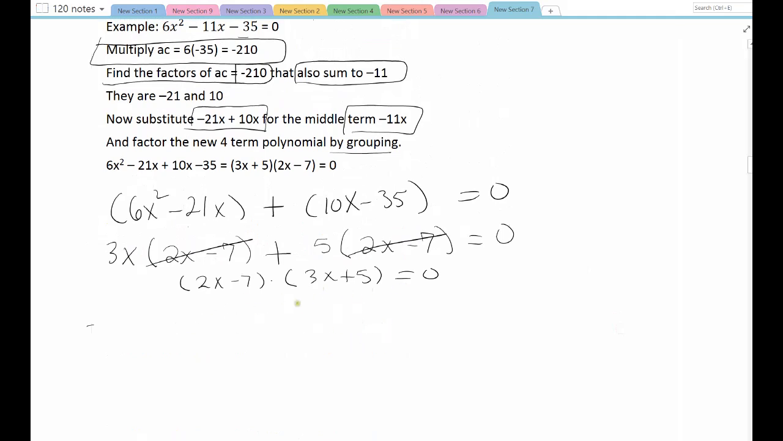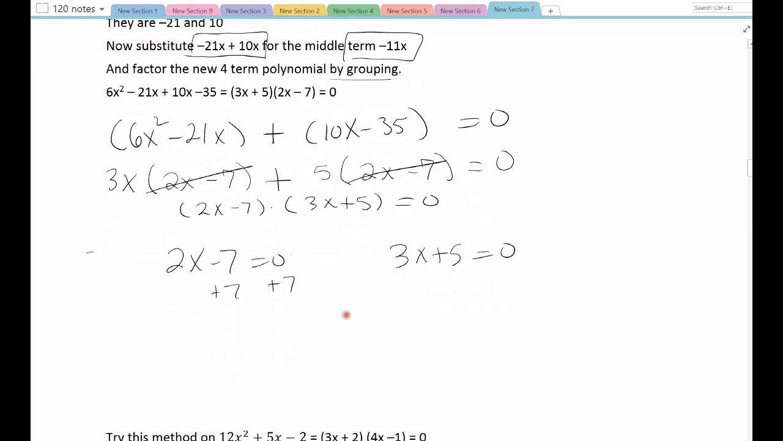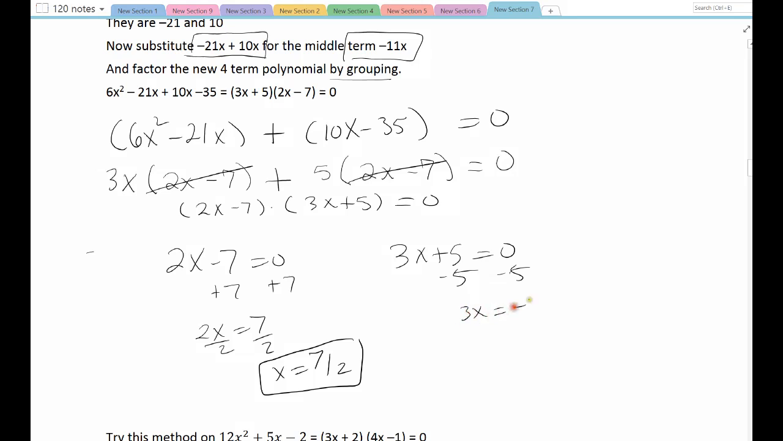So there's my two groups where I've set them equal to 0, so that means 2x minus 7 equals 0, and 3x plus 5 equals 0. Solve each of those little equations. So one answer is 7 halves, and then the second one is negative 5 thirds. All right, so that one has two solutions, 7 halves and negative 5 thirds.